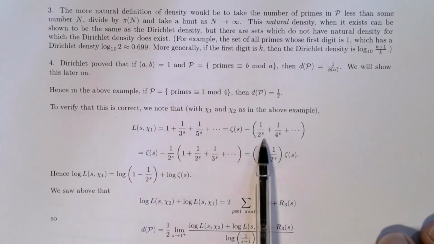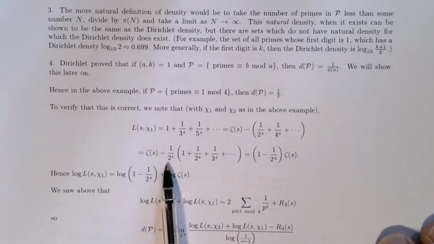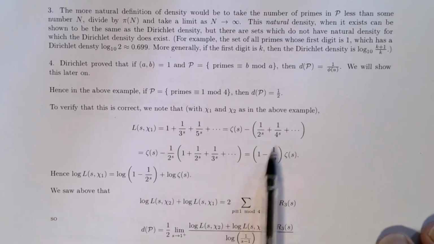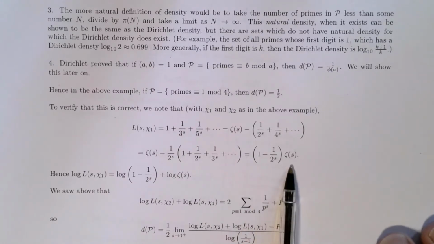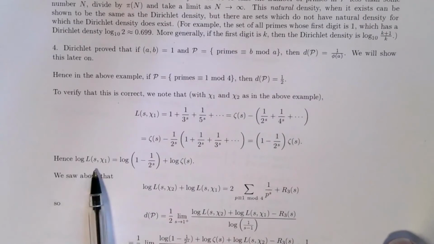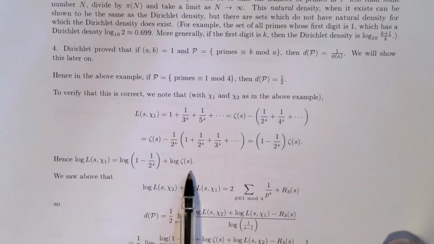And in this one here, we're tempted to factor out a common factor of 1 over 2 to the s, which I do, and then to our great surprise, back comes the zeta function again. So I can write this as 1 minus 1 over 2 to the s times zeta of s. Taking logs of both sides, the log of this is going to be the log of 1 minus 1 on 2 to the s plus the log of zeta of s.